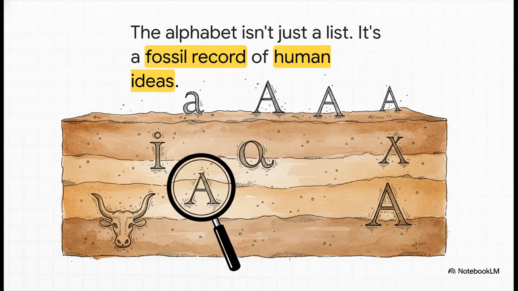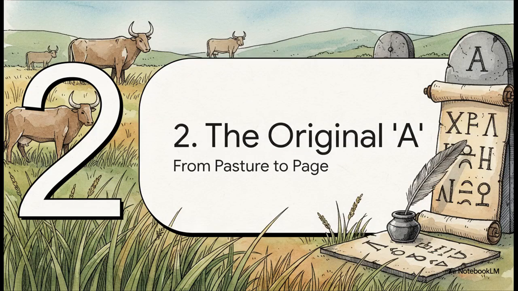You see, you have to stop thinking of the alphabet as just a list of symbols. It's more like a fossil record of human ideas, a kind of timeline of communication itself. And to really get why A gets that number one spot, we have to go way, way back, thousands of years. And that brings us to the original A, a story that takes us from the pasture to the page. This is where things get really visual and, well, pretty unexpected.